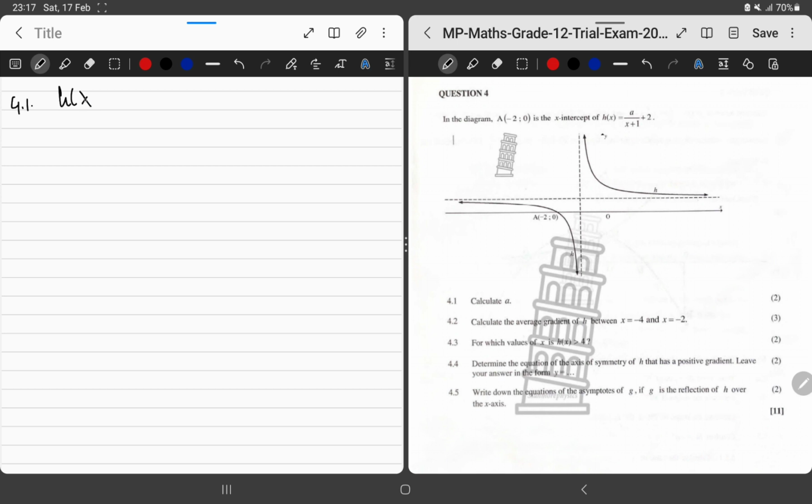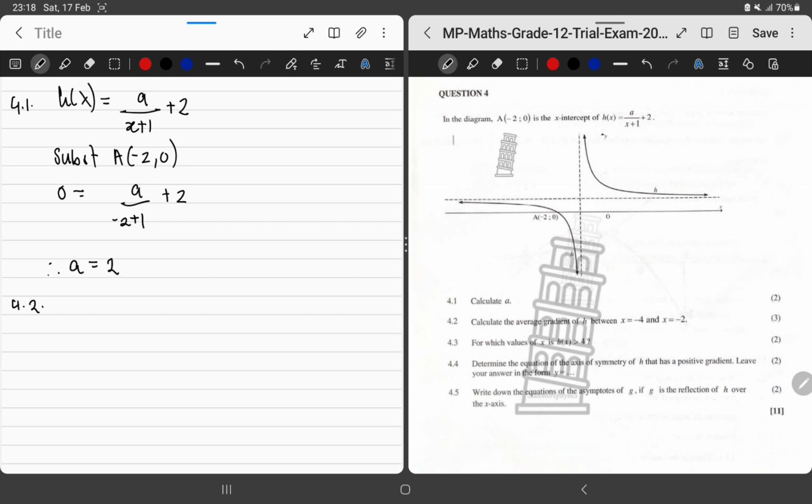We are given h(x) = a over x plus 1, plus 2. In order for us to find the value of a, we need to substitute a point that is on the graph. In this case, we are going to substitute (-2; 0). 0 is equal to a over -2 plus 1, plus 2. Therefore, the value of a is equal to 2.